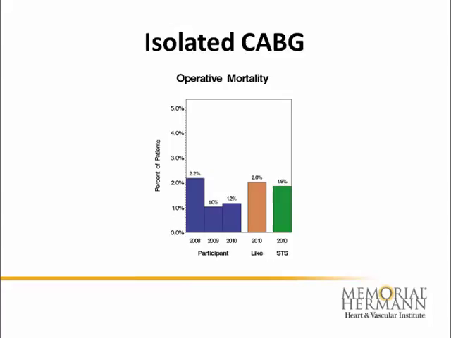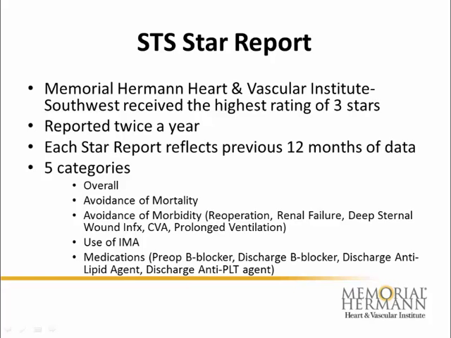For example, isolated coronary artery bypass graft surgery, that means people that come in for coronary bypass surgery, and one can see here that our mortality rate at 1.2% is less than similar hospitals around the country, and less than the overall STS mortality rate. So they have instituted a STAR report, and Memorial Hermann Heart and Vascular Institute Southwest has received the highest ranking that they have, which is 3 stars. It's reported twice a year, and each star reflects the previous 12 months of data. They judge the hospitals on avoidance of mortality, avoidance of morbidity, which means complications, surgical use of internal mammary arteries, and whether the person is given the appropriate medications.